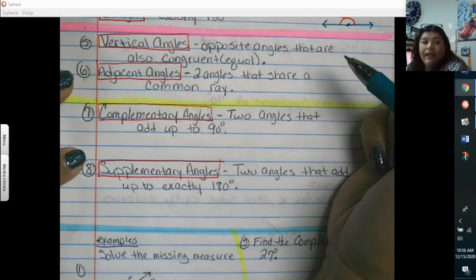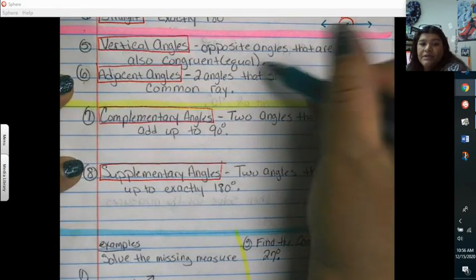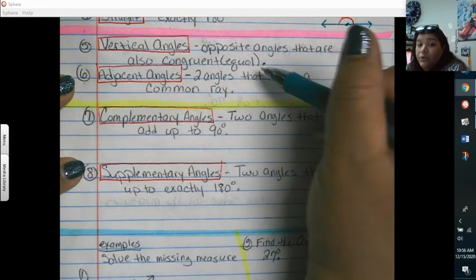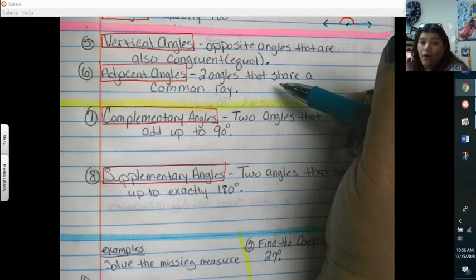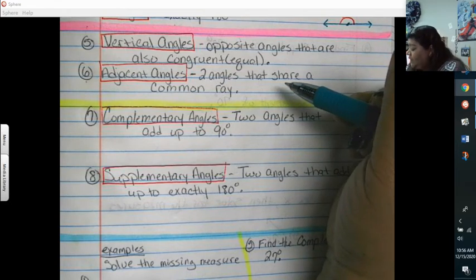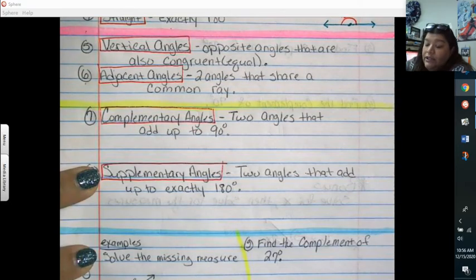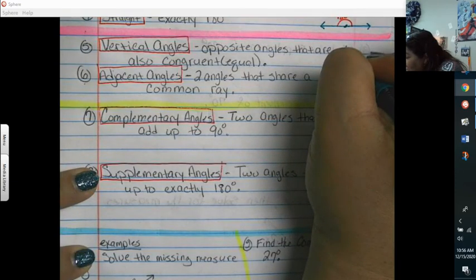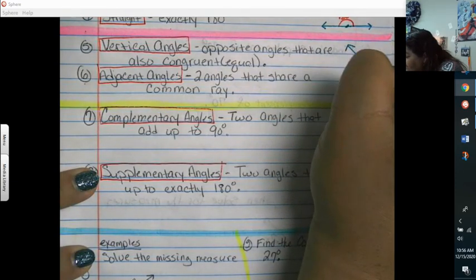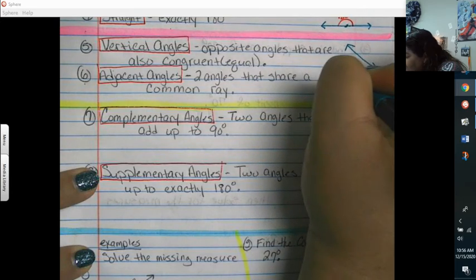And let's talk about the vertical angles. Vertical angles are opposite angles that are also congruent. So to remind you what congruent means, it is equal. Let me show you what vertical angles look like. They're going to have intersecting lines, so here's my intersecting lines, just like that.